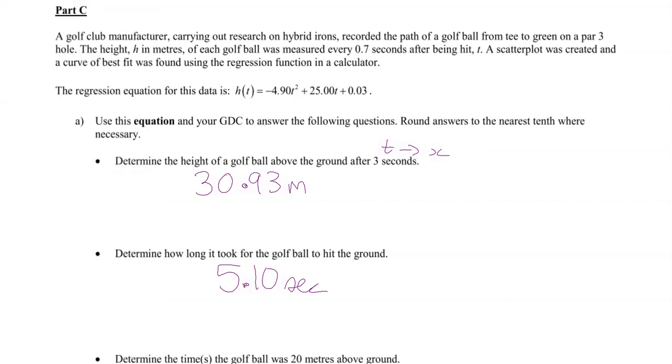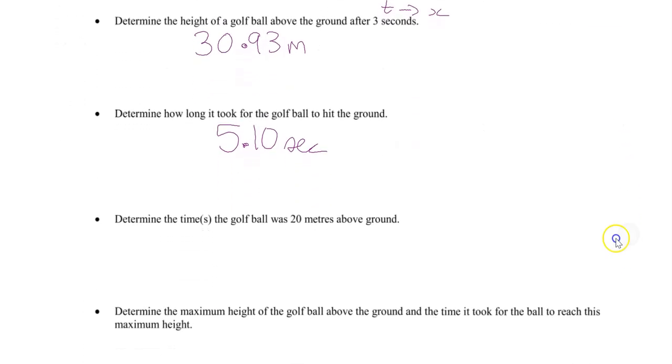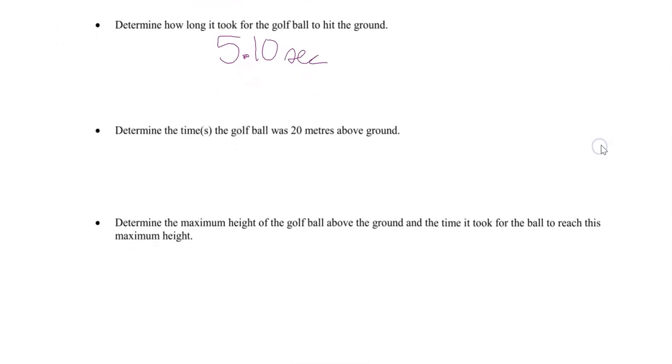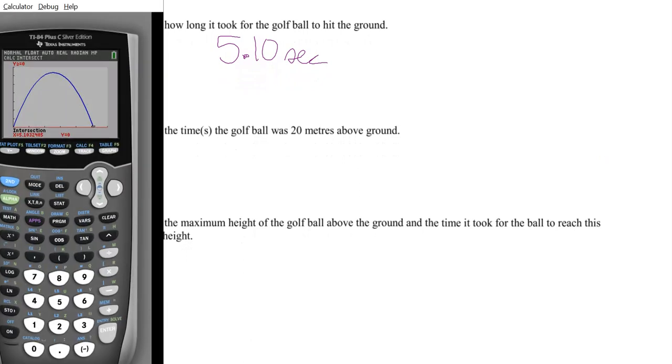Last question. Determine the times the golf ball was 20 meters above the ground. Okay, so 20 meters is a height. Height is y, the y value. So instead of 0 here, we're going to put 20. And graph that. So here's our graph. So y values, you go into y2. Your equation is always going to be in y1, and your other height goes in y2.